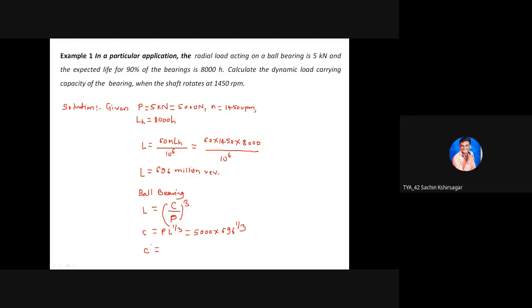No, sir, it is 1.16 into 10 raised to 6. Whether it is correct, anyone can confirm. Pranay, what is it? 44.31 into 10 raised to 3. Yes, that is correct. Please do the calculation properly. Don't be in a hurry. C is 44.31 into 10 raised to 3 Newton, because it is dynamic load carrying capacity. It is load, that's why the unit is Newton. Therefore, this is the answer.